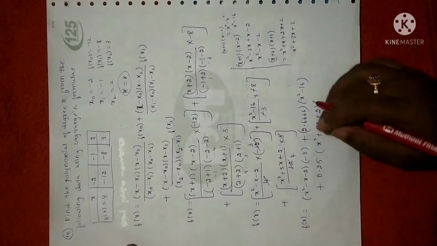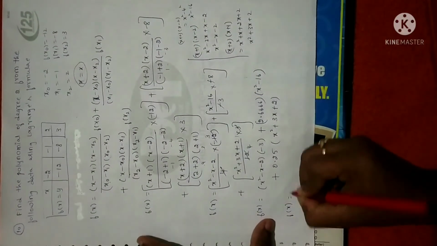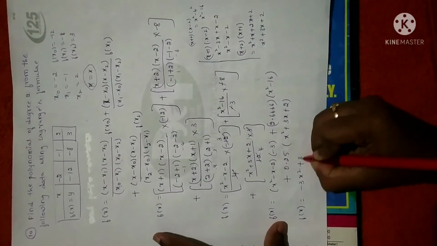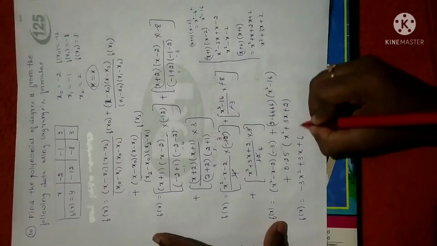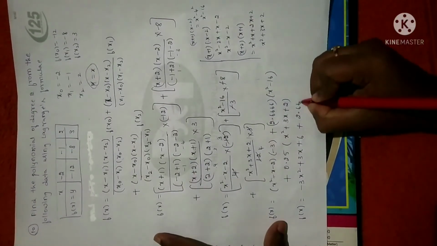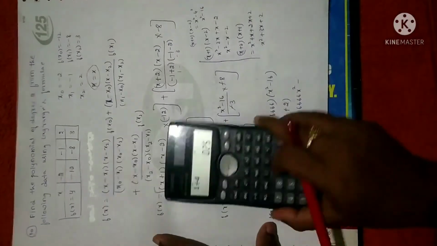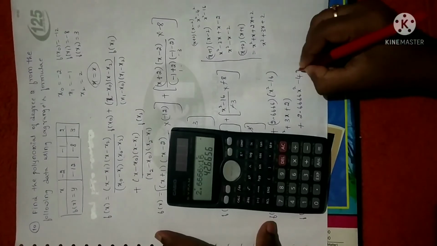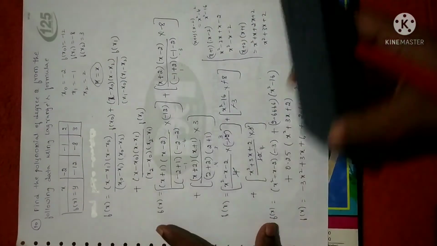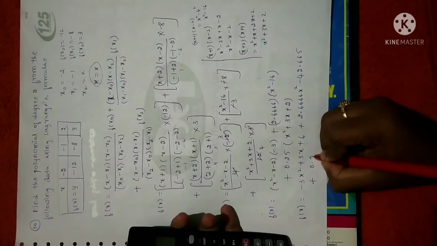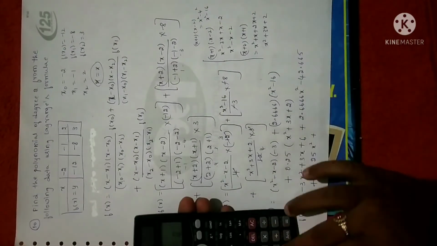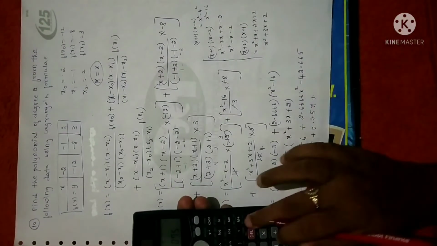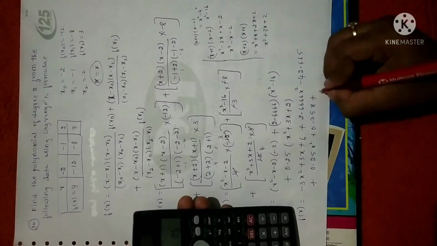Let me multiply all the terms. So I'll get f of x is equal to minus 3 into all these terms. So you will get minus 3x square. Minus into minus is plus 3x. Minus into minus is plus 3 2s are 6. Next plus 2.6666 x square minus 2.6666 into 16. So you will get 42.665. Fine. Plus 0.25 x square plus 3 into 0.25 is 0.75x plus 2 into 0.25 is 0.5.